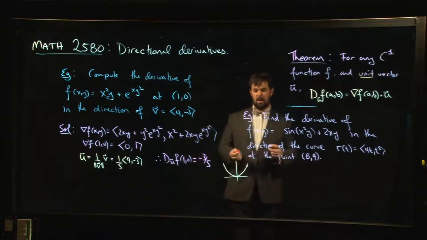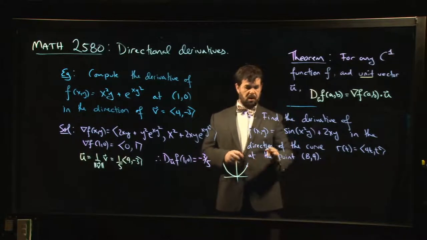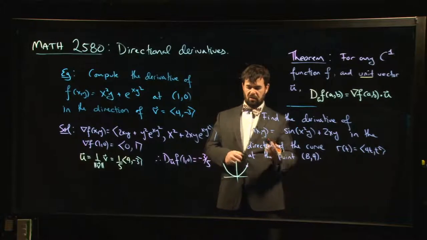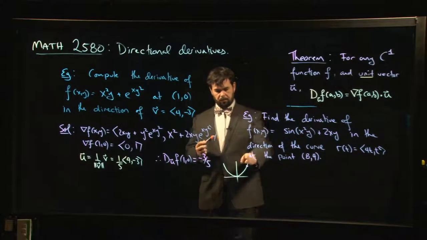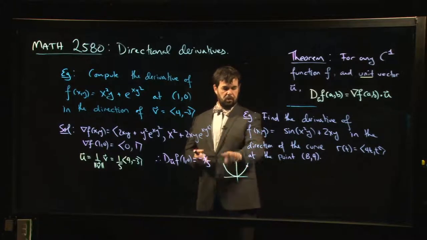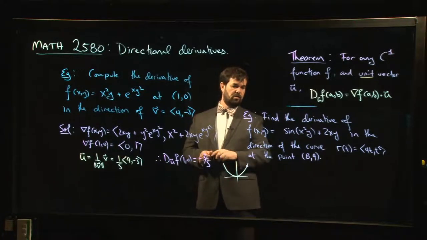Okay. And you want to calculate the derivative of your function at that point, but you want to know how it's changing in the direction of the curve. So here what you want to imagine is that your point is constrained to move back and forth along the curve, right? So you're just moving along the curve, and you want to understand how your function is changing at that point.